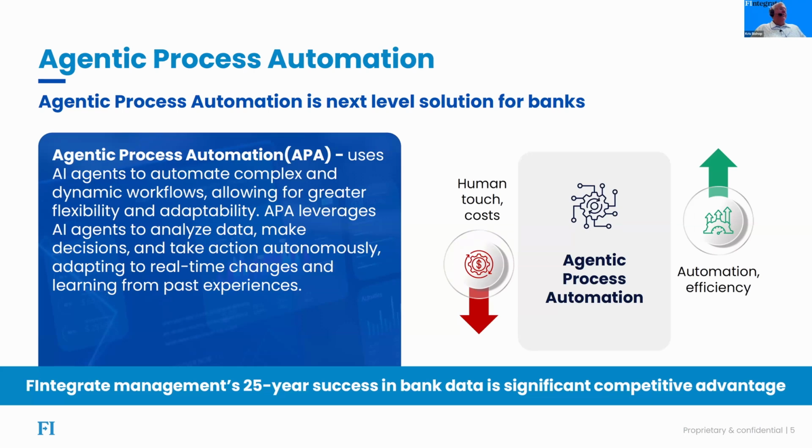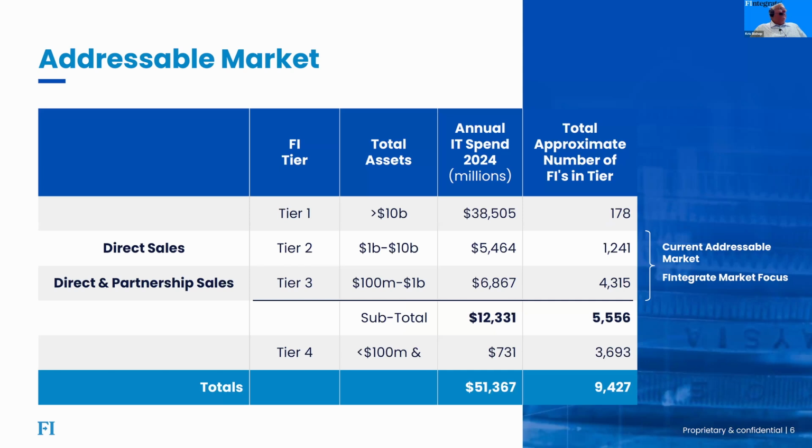We've got 25 years in the industry for data access and integration. Our real sweet spot in the marketplace is about the 5,500 banks in the 10 billion and below space. We have customers today that are 400 billion, or 200 billion, excuse me, all the way down to $100 million credit unions. But our real sweet spot is going to be in that 10 billion to $200 million range, of which, again, there's about 5,500 banks and credit unions in that space.